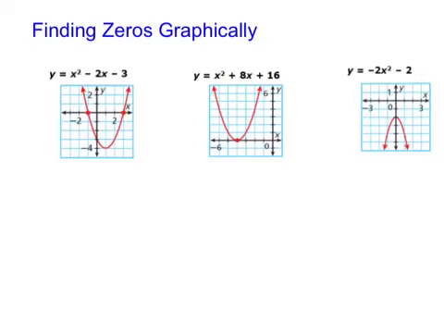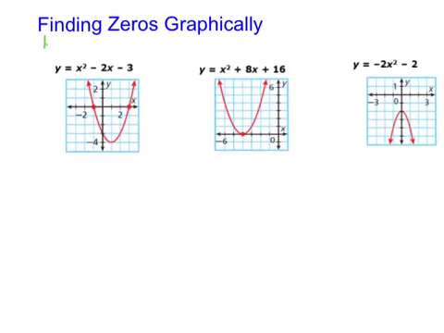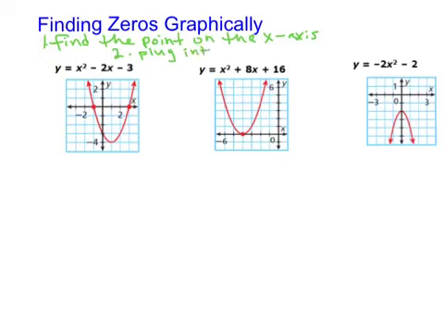So the first thing that we can do is we can find zeros graphically. And basically the way that we want to find zeros graphically is to first find the point on the x-axis where it crosses, and then we're going to plug that into our original equation and see if it truly is a 0.